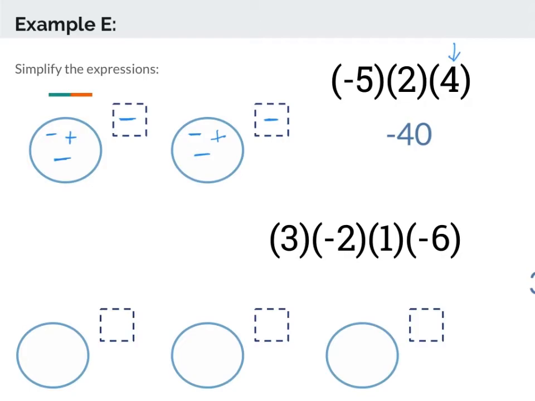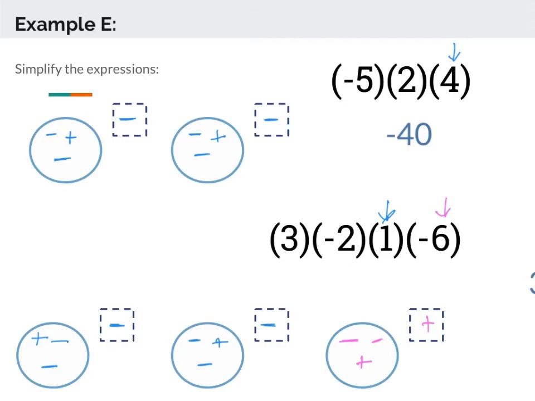Now, the next one, I've got 3 times negative 2 times 1 times negative 6. So I've got a whole bunch of numbers that I've got to keep track of. I'm going to start with my first face, and I've got a positive times a negative. A positive times a negative is going to give me a negative. So I know that my first time I'm going to have a negative. Carry that negative over. Then I've got a negative times a positive 1. A negative times a positive is a negative. Carry that negative over. So I've got a negative here times a negative 6. A negative times a negative is going to be a positive because I'm going to be sleeping. I know whatever my result is going to be a positive answer.